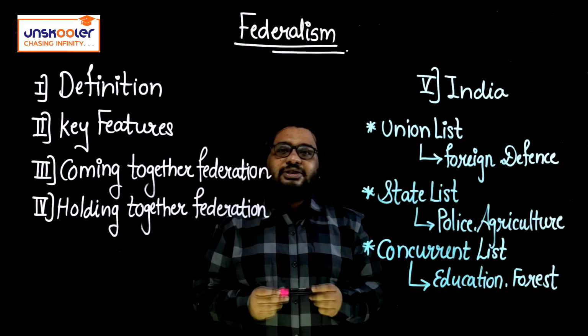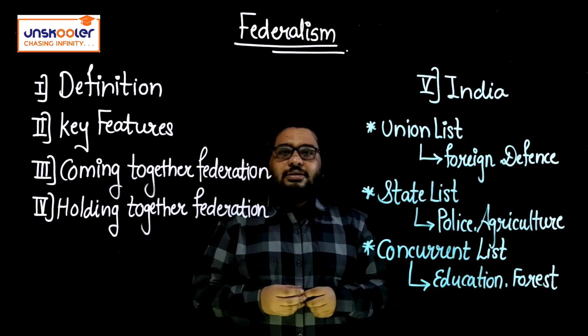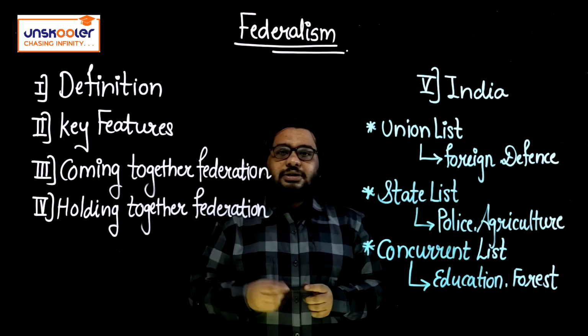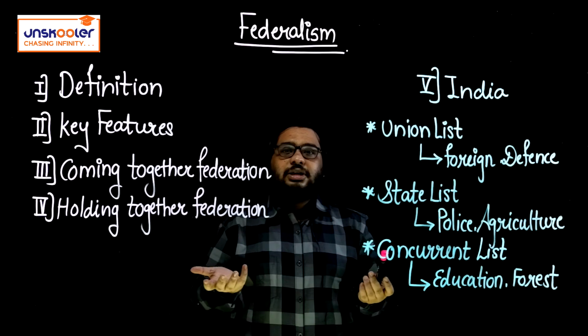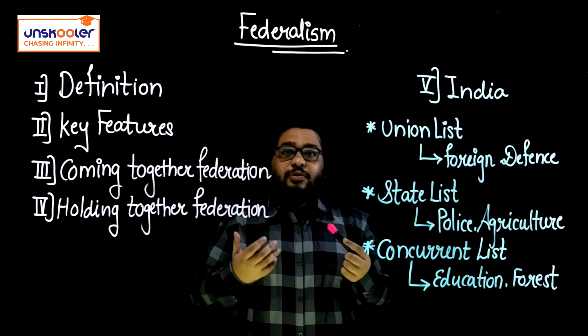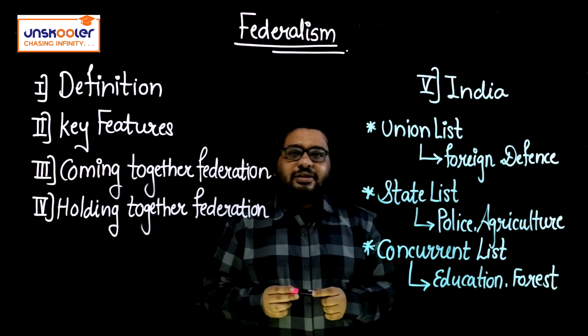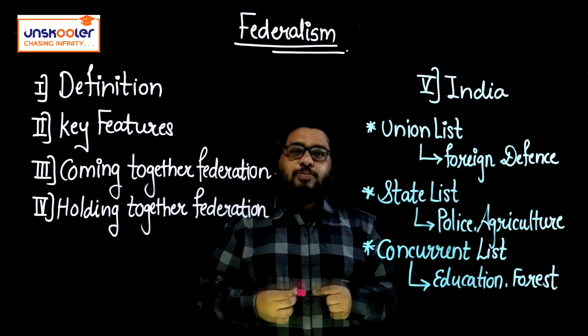Second, we talk about key features. What are the key features of federalism? Now, when we talk about democracy, the first thing that comes to us when we ask about key features would be elections, voting. We get to choose our own government. Similarly, what are the key features of federalism? First of all, there's more than one party involved, a minimum of two parties.